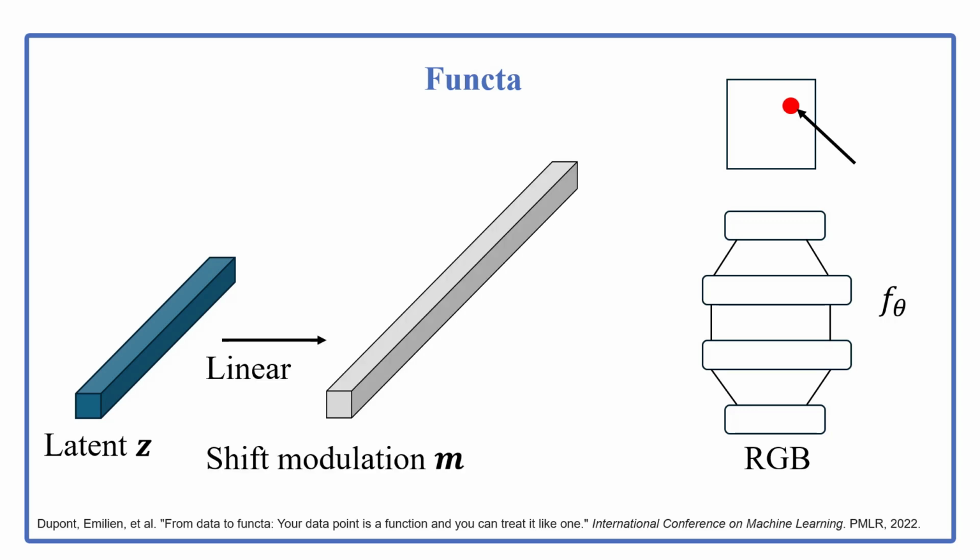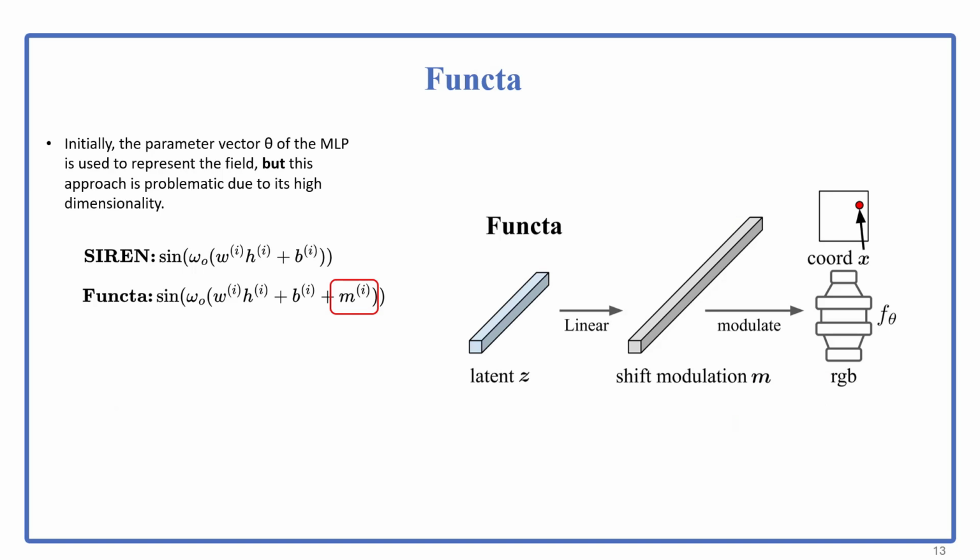And then we're going to pass it through a linear layer in order to get a shift modulation m. And then we're going to modulate, or condition, our MLP function based on that latent z. So if we have an MLP function with a sine activation function, which is called SIREN, the idea is that we want to add a shift modulation to this activation function, as you can see shown in red.